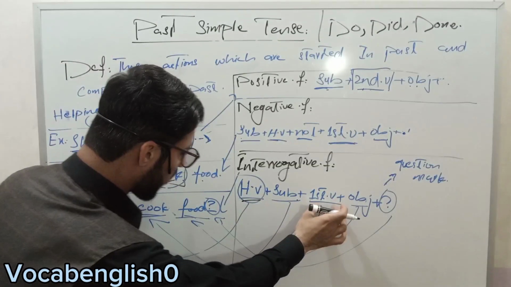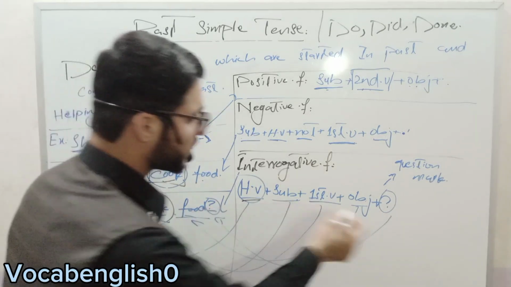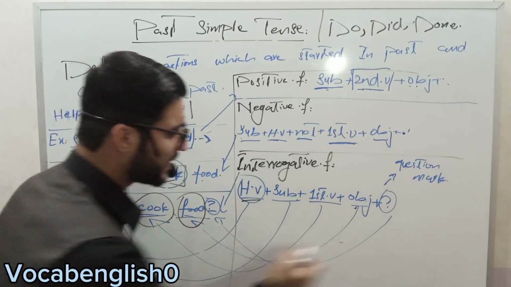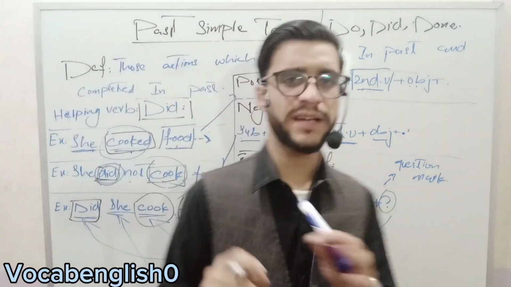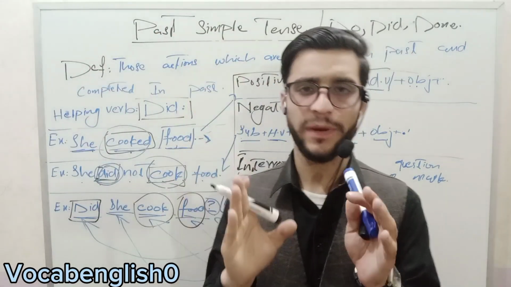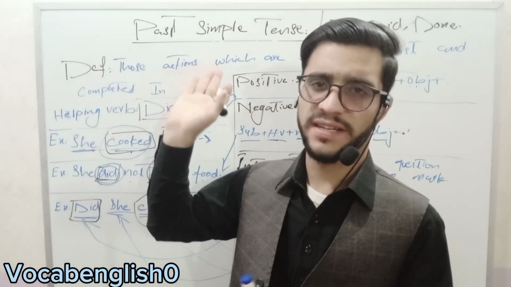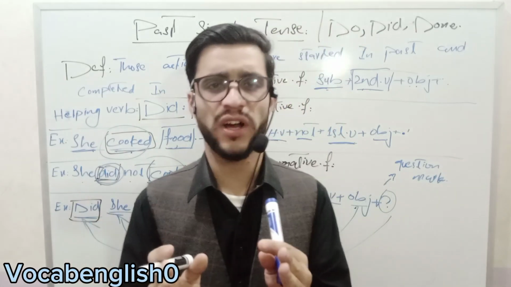And then first form verb, cook is our first form verb. After that object is there. Food is our object. Then question mark is our question mark. So this is the past simple tense. If you people have any question regarding this topic, regarding past simple tense, I am ready to answer you.